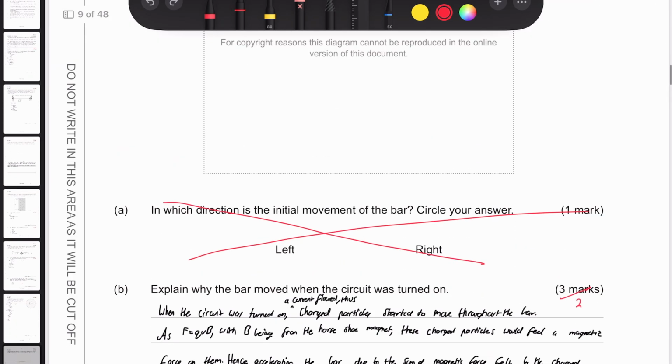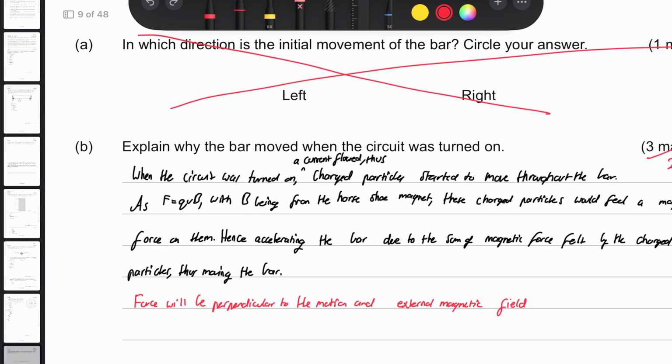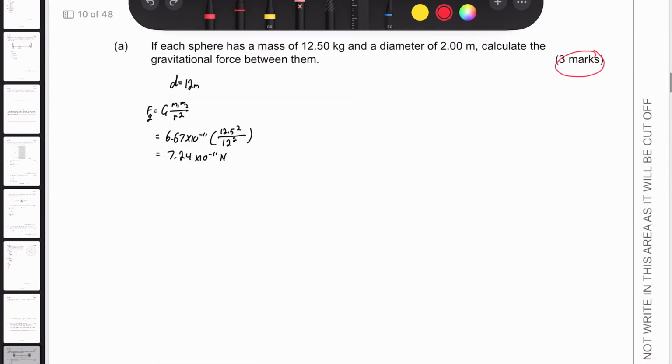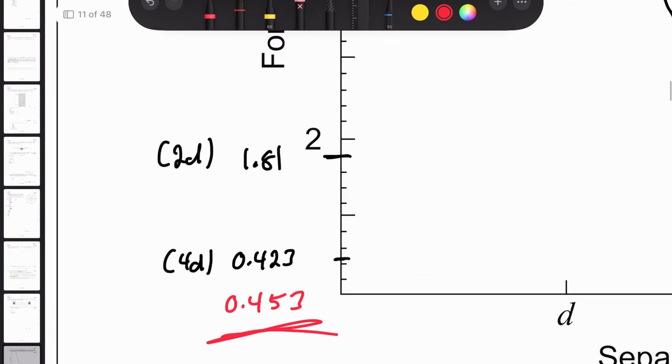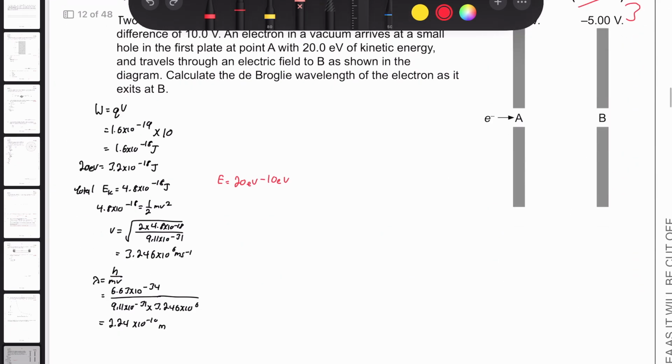Okay, we'll just continue. Here I took a marker from the total marking, and I didn't say that the force will be perpendicular to the motion of the external field. You need to say that. Going on, I somehow got the wrong value here, but it's the correct value if you divide by 16. So I don't know what I was dividing by to get 423.